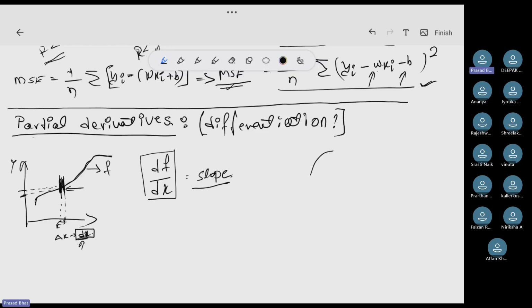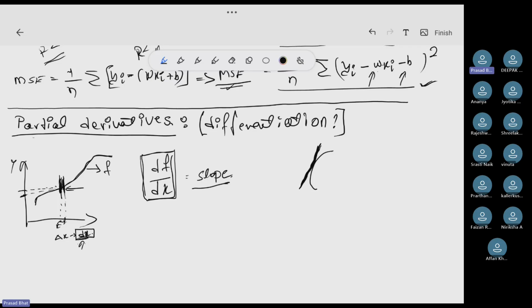If the line is like this, and my dx is somewhere here, if I take the derivative, I am essentially calculating a tangent. And what is the slope of this tangent is what this expression tells me. Okay, if you understand this much, that is good enough.